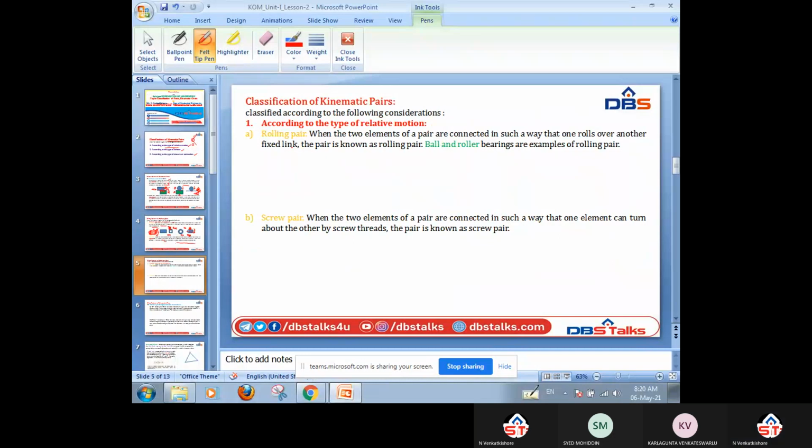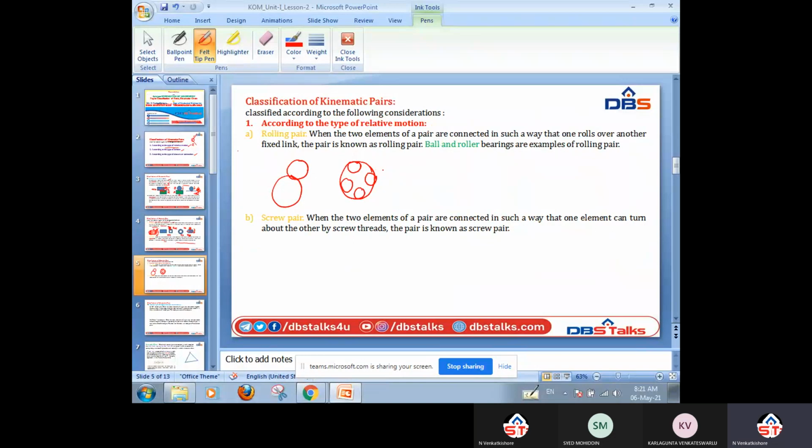Rolling pair: when one element rolls without slipping over another. So here the condition is that one element is rolling over another without slipping. For example, consider a ball bearing. In a ball bearing, there is a bearing, but inside it we have a number of balls. So this is called a ball bearing pair, and at the same time a rolling pair.